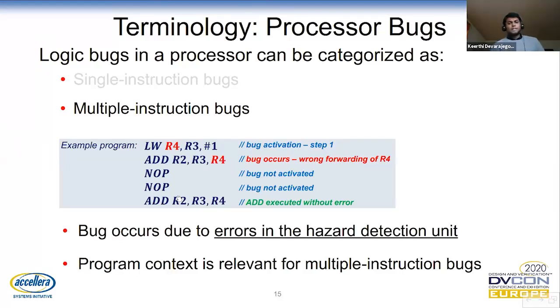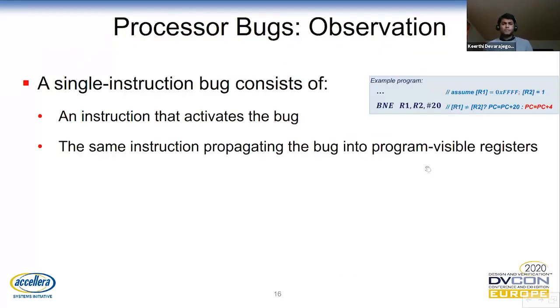And so we call these types of bugs multiple instruction bugs. The main reason is, in this first instance of the add instruction, the bug was triggered only because it had a dependency with the previous instruction. That means whether the bug will be triggered or not depends not only on one instruction, but also on a sequence of instructions that were executed before. And this sequence of instructions, we refer to as program context. So these are the two types of bugs that can occur in a processor core.